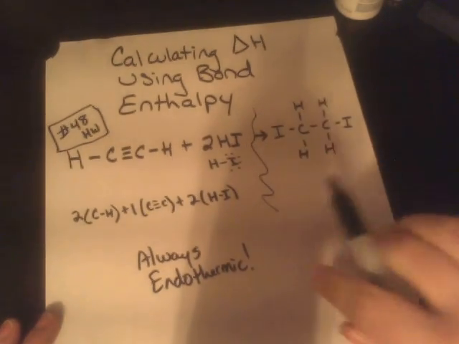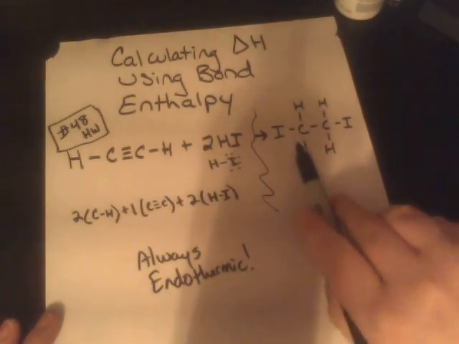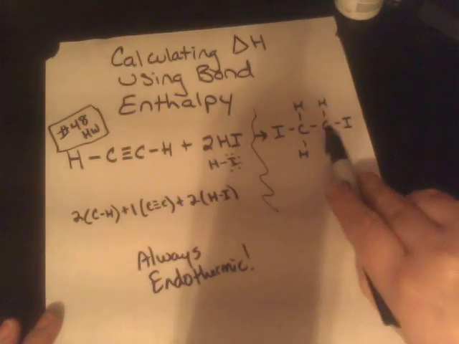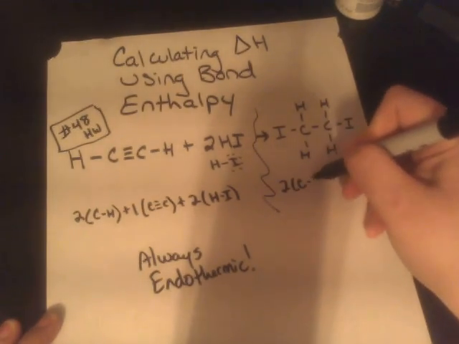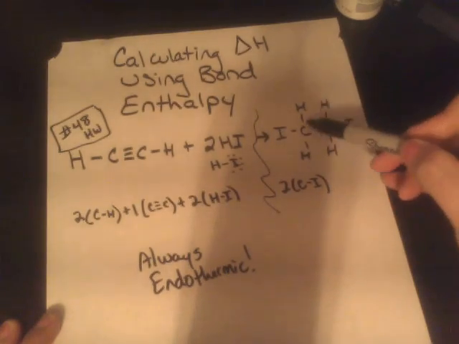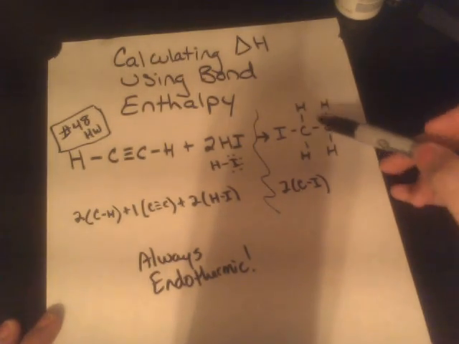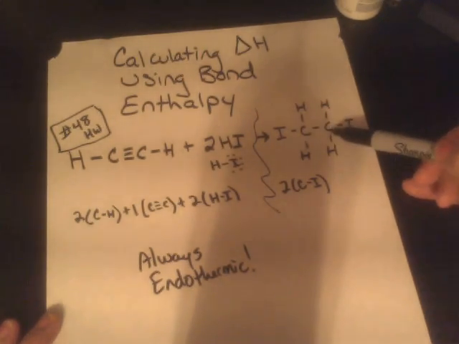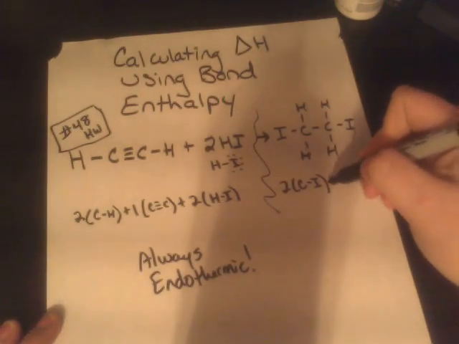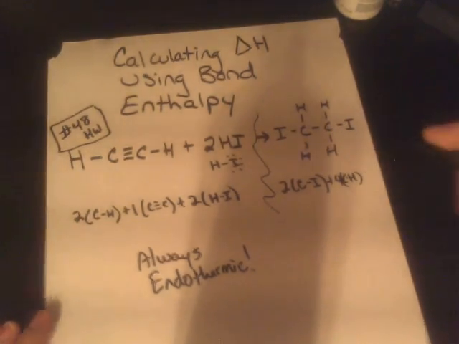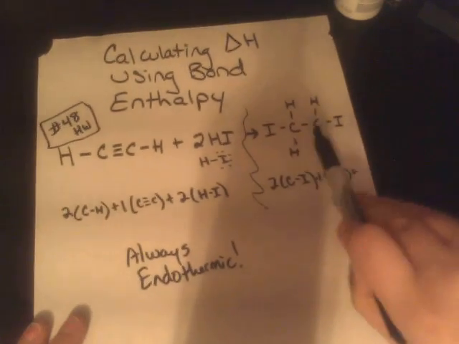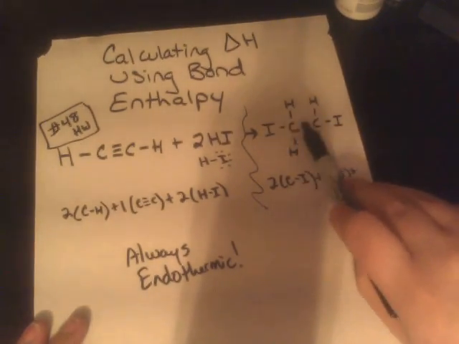Now on the right-hand side, what do we have? We have 2 of the C-I bonds. We have 4 of the C-H bonds, 1 here, here, here, and here. And what else? Sneaky, sneaky, we have 1 single carbon-carbon bond.